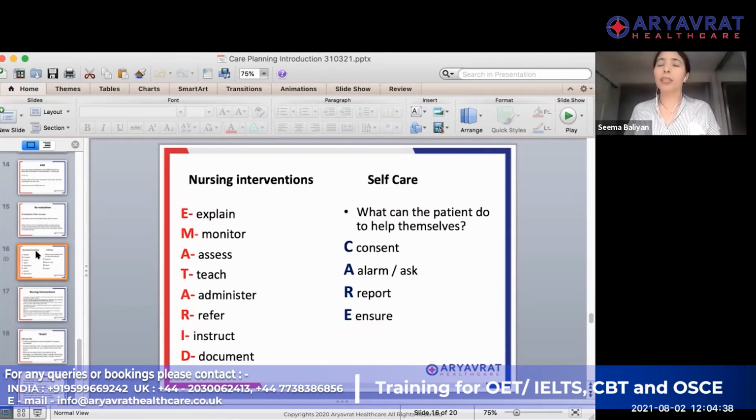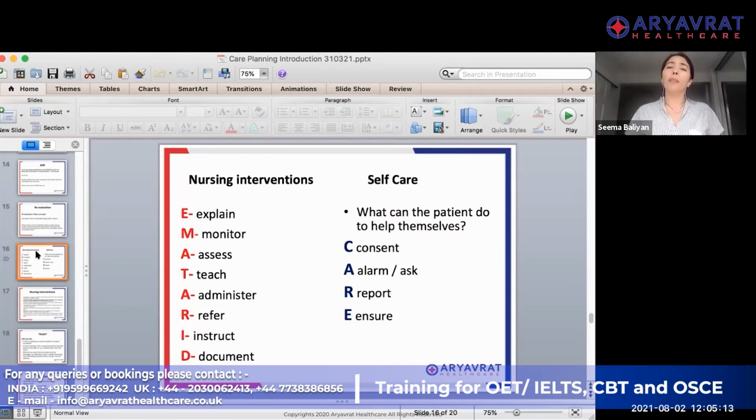Then administer: you are going to be administering his medication and the patient is going to take the medication. Now, on the other side, alarm, ask and report: the patient is going to raise the alarm if he is having any shortness of breath, or is not able to breathe, or is having any coughing fit. Then, once you have administered the medication, the patient is going to report if there is any side effect of that medication. R is for refer.